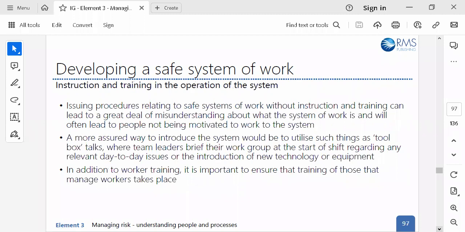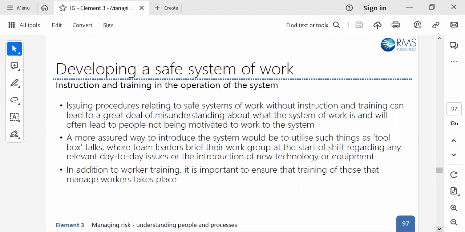Instruction and training and the operations of the system. When we are developing a safe system of work, we need to train the workers and instruct them about issuing procedures relating to the safe system of work. Without instruction and training, there can be a great deal of misunderstanding about what the system of work is, and this will often lead to people not being motivated to work to the system. When we prepare the safe system of work, we need to properly train all the workers and instruct them about it.